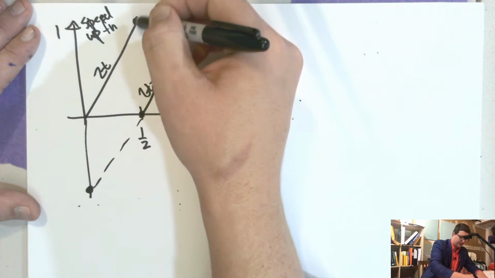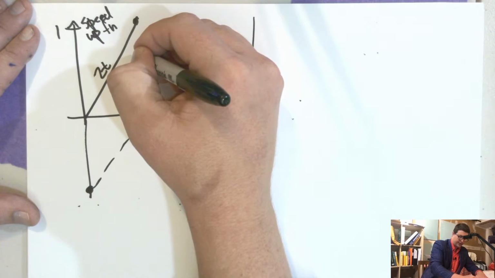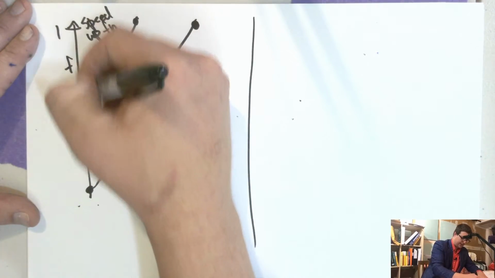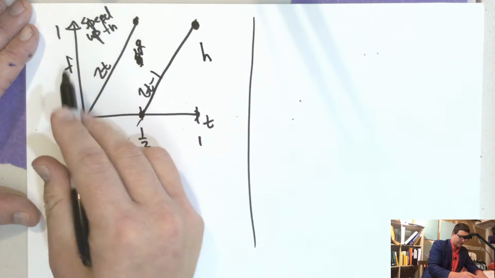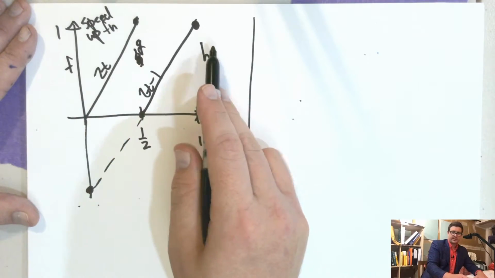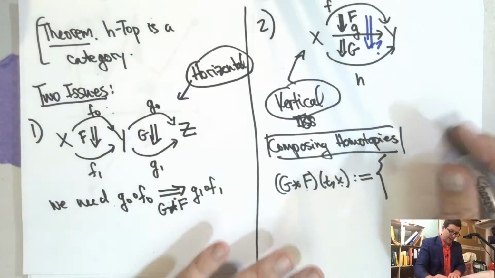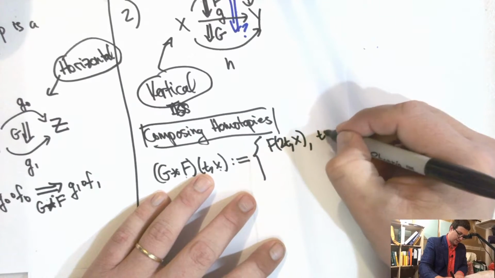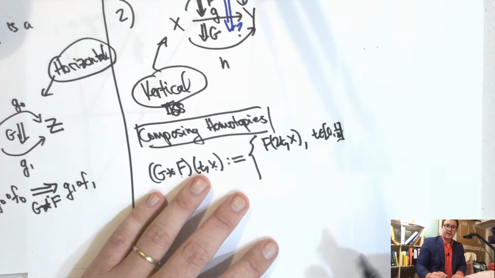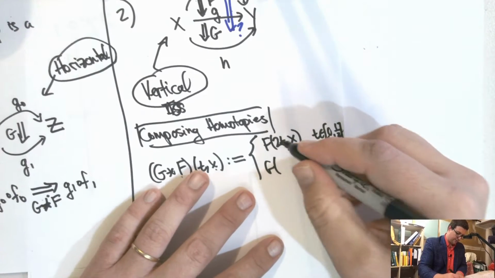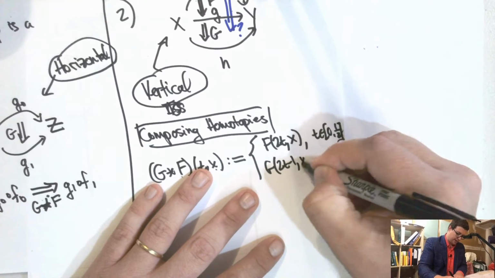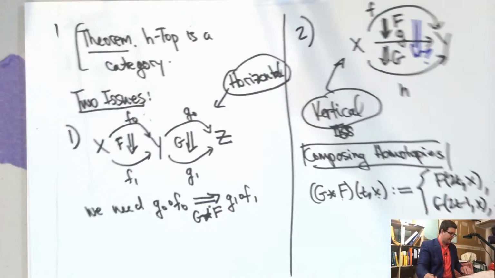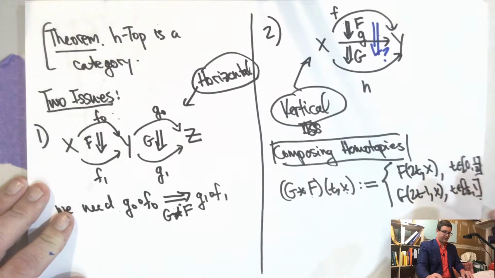Once we get here, the functions are going to agree. F is at this line, g is at this line, and then h is at this line. So we do the homotopy here to get to g, and then the homotopy here to get to h. Now we can write this: f of 2t x for t in 0 to 1/2, and g of 2t minus 1 x for t in 1/2 to 1. That's the way of composing the vertical issues.